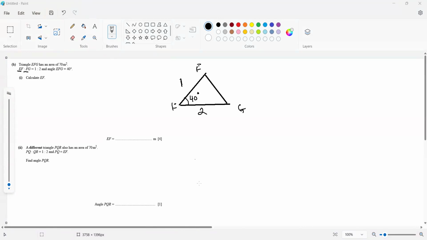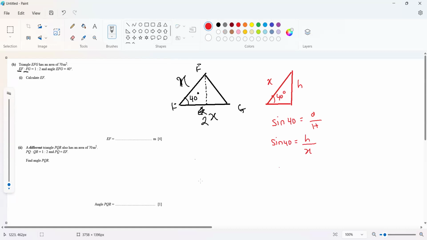So assuming that this is a 1:2 ratio, I'm gonna just pretend that this is x and this is 2x, right? And then when we go down from here, we can find this height. So we can calculate the height based on Pythagoras theorem as well. So if I pretend that this is x, and I pretend this is 40 degrees, I can actually find out what is this height. So the height in this case is sine 40 equals opposite over hypotenuse, which is sine 40 equals h over x.